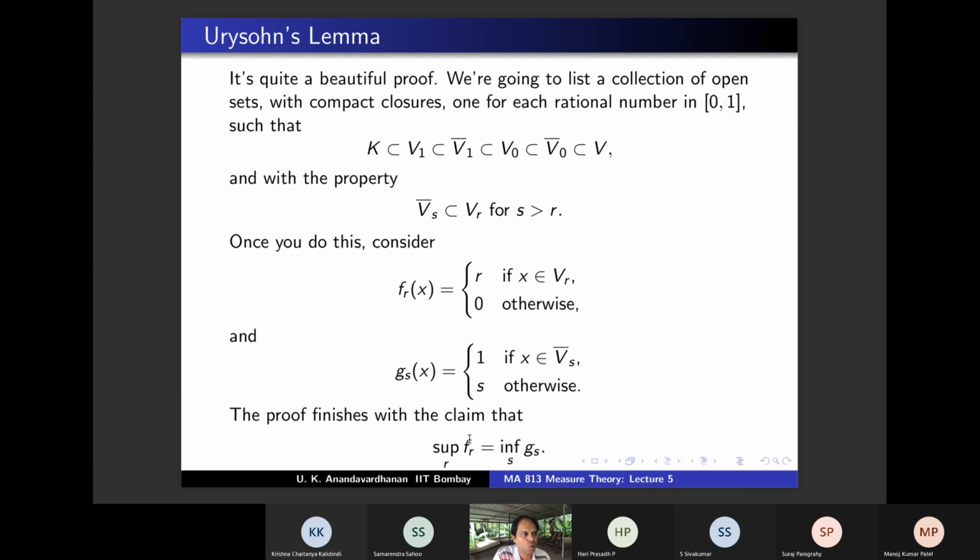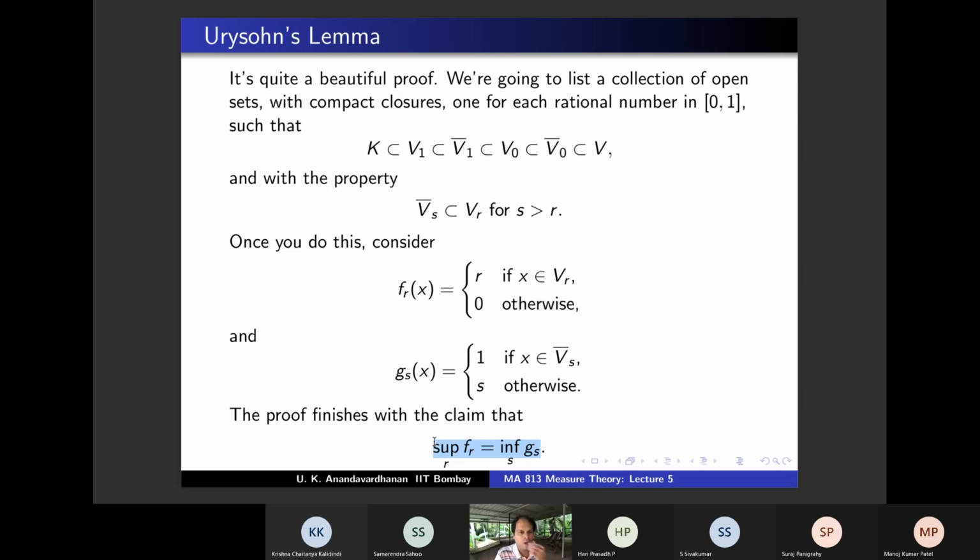Correct. So therefore the infimum of GS, its support is contained in V0 bar, right? It will be contained in particular in the support of G0, and that's contained in V0 bar. So you are getting a closed subset of a compact subset. Therefore, the support is compact. V0 bar is compact. It's given to us that all these VI's collection is with compact closures. So all the properties will be there. This is the idea of the proof.